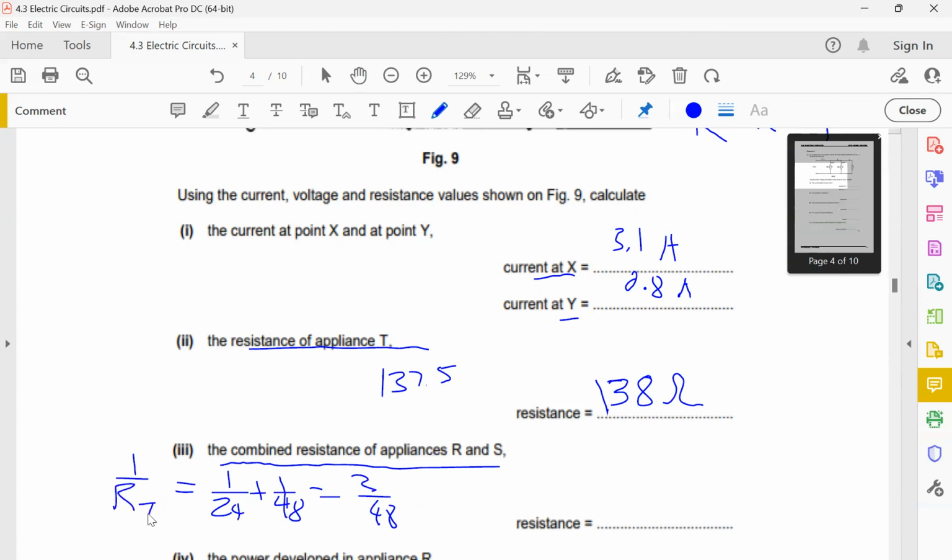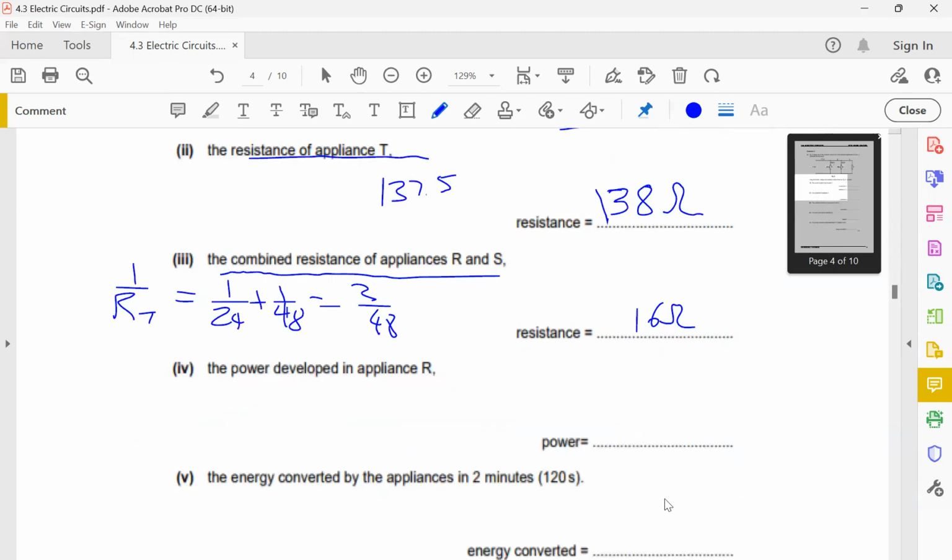Remember, I emphasize this because I see a lot of students, as soon as they finish doing this, they give me this as the answer. Come on. Wait, remember, this is not the final answer. You need to flip it one more time to get the RT. So in this case, it'll be 48 divided by 3, which will be obviously 16 ohms.